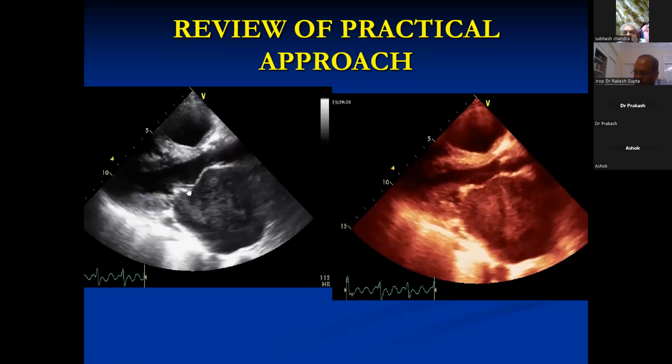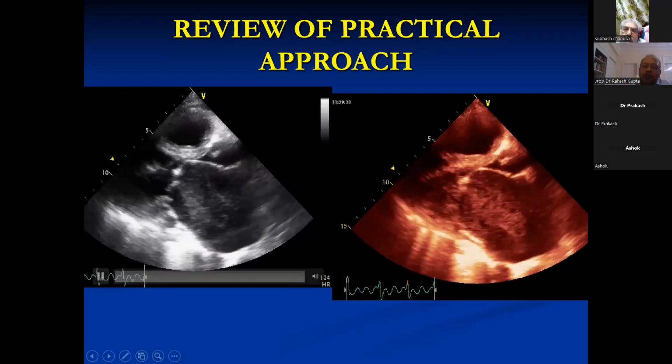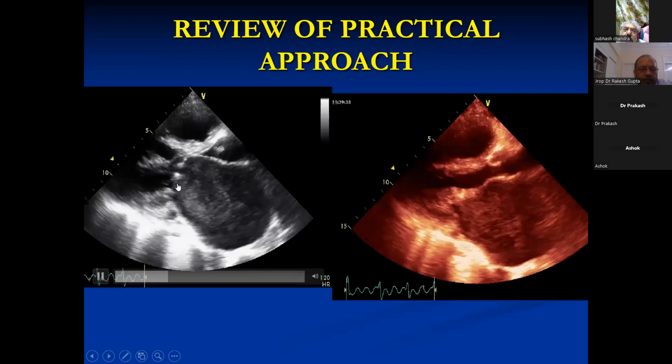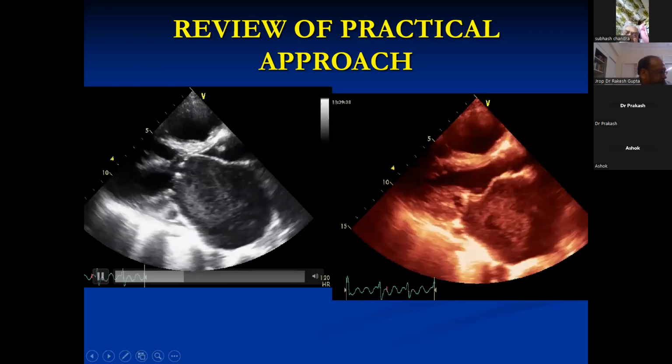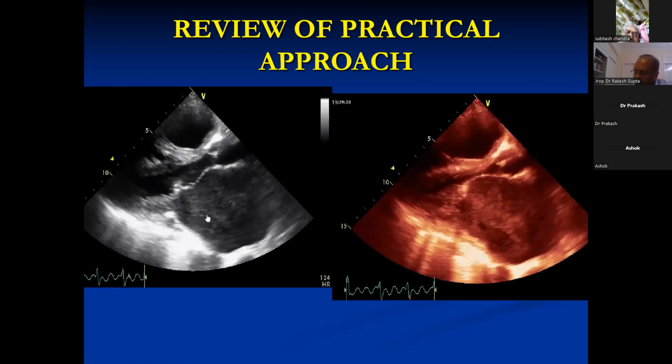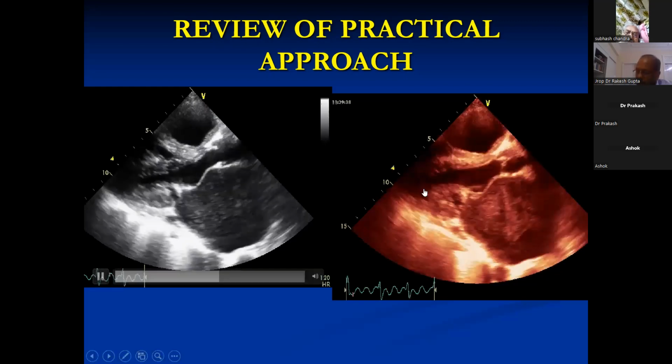Number two, the degree of thickening of the mitral cusp. Sometimes the distance between the separation index, because the lesser it is, the more severe. Number three, you look for the left atrial and for any thrombus.